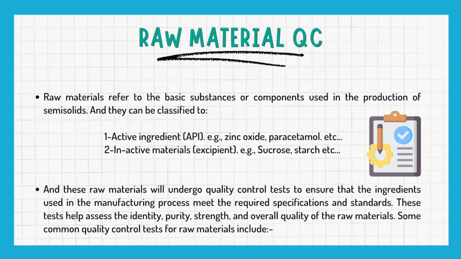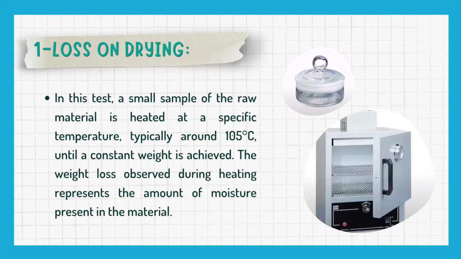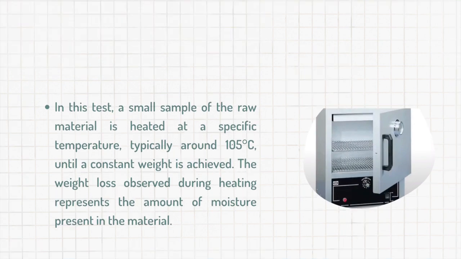Some common quality control tests for raw materials include: 1. Loss on drying. In this test, a small sample of the raw material is heated at a specific temperature, typically around 105 degrees C, until a constant weight is achieved. The weight loss observed during heating represents the amount of moisture present in the material.